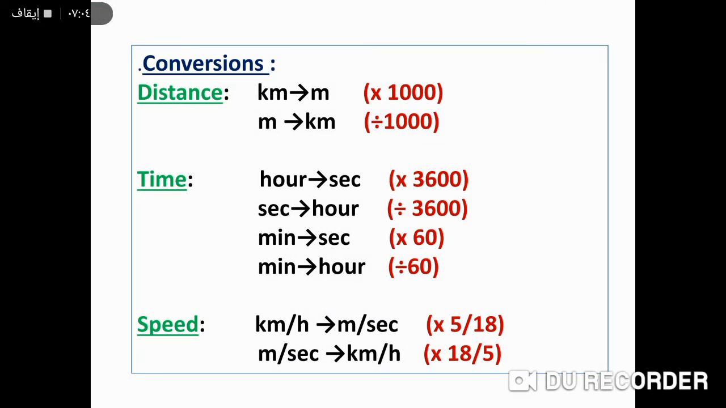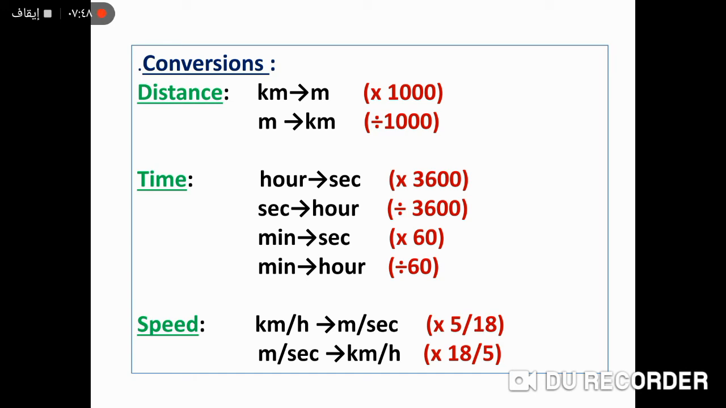For conversion, if we want to convert from a unit to another unit, to convert distance from kilometer to meter, we will multiply by 1000. To convert from meter to kilometer, we will divide by 1000. To convert from hour to second, we will multiply by 3600. To convert from second to hour, we will divide by 3600. To convert from minute to second, the minute contains 60 seconds, so we will multiply by 60. To convert from minute to hour, we will divide by 60.